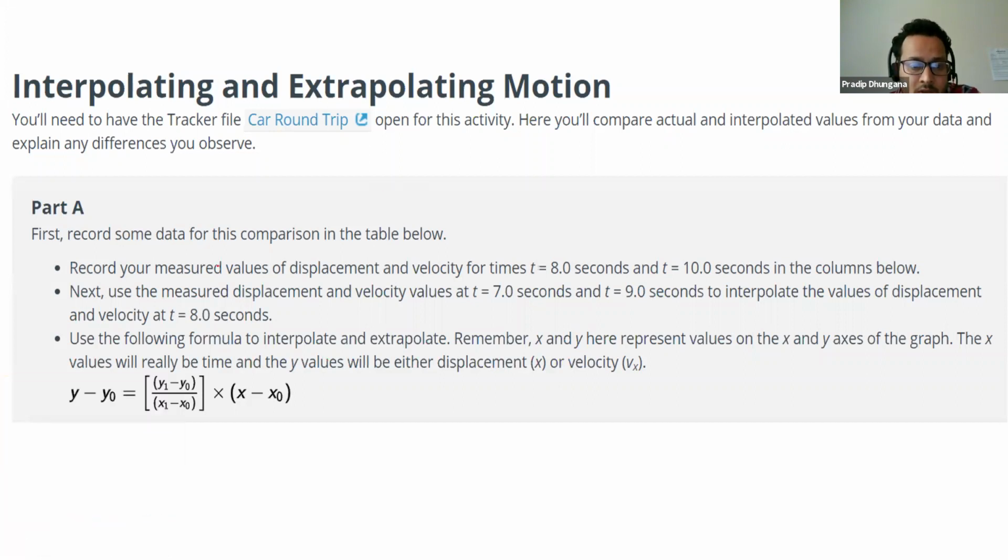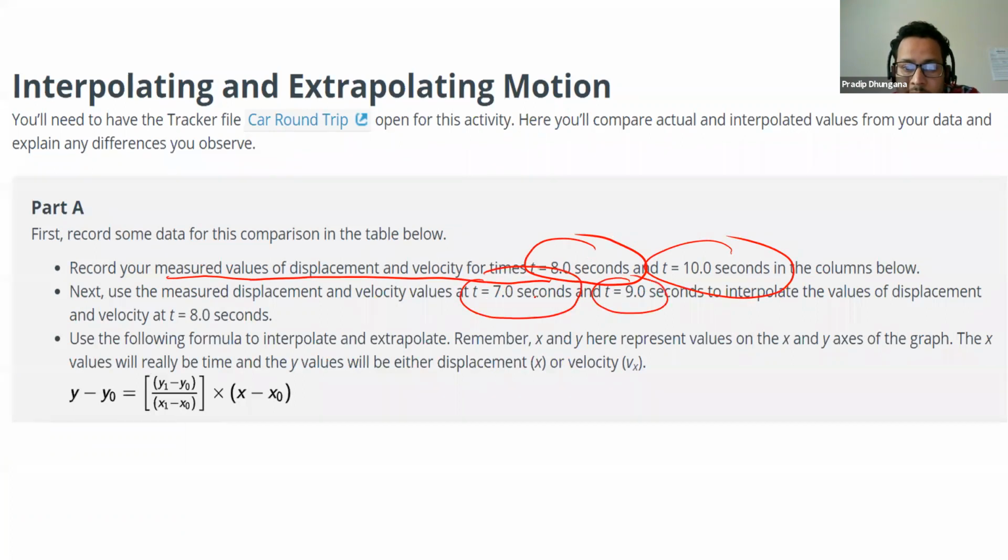Record your measured values of displacement and velocity for time equal to 8 seconds, time equal to 10 seconds, in the column below. So we'll write that one. And then again, use the measured displacement and velocity for time equal to 7 seconds, time equal to 9 seconds. So basically we are writing measured values for displacement and velocity for time 7, 8, 9, and 10 seconds.